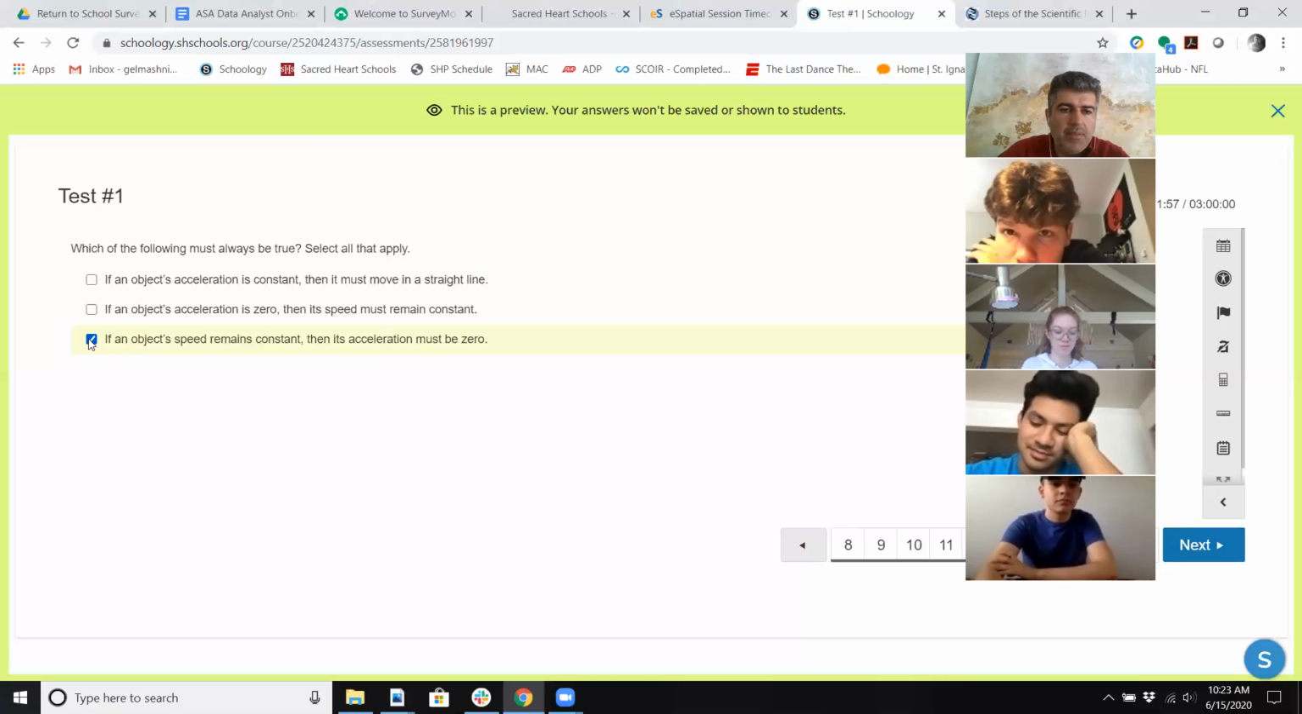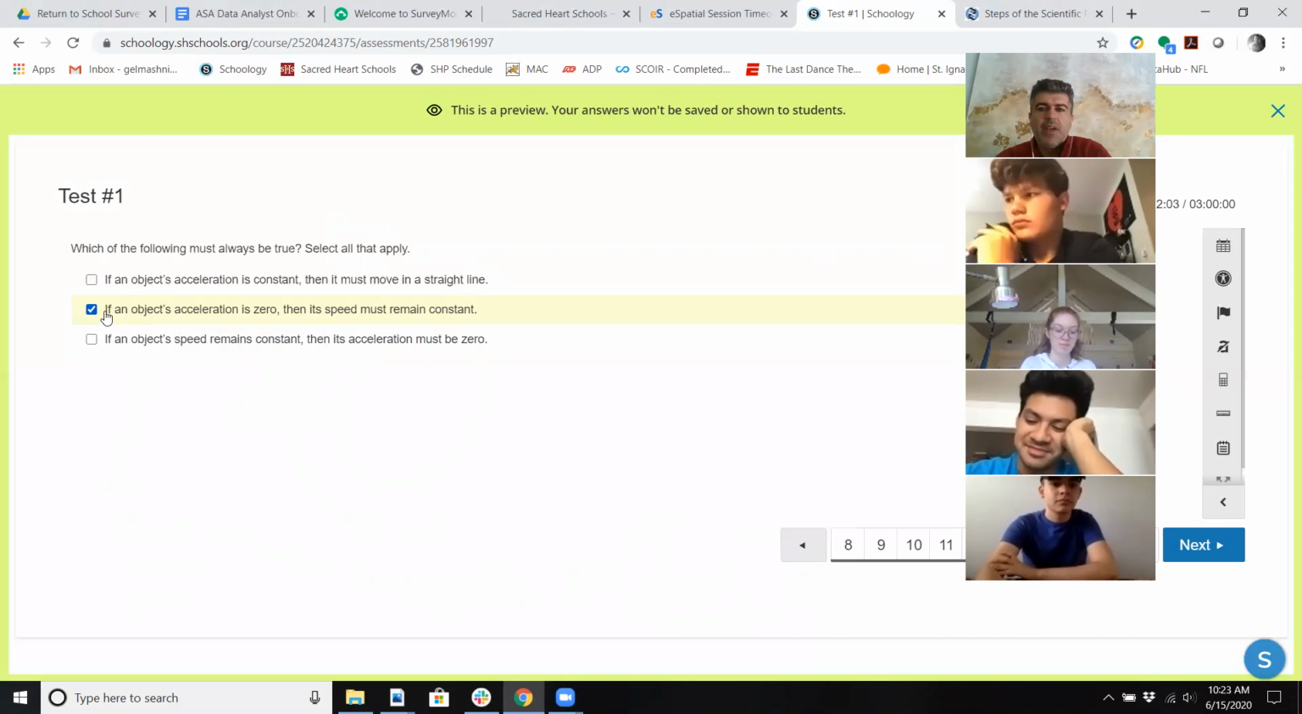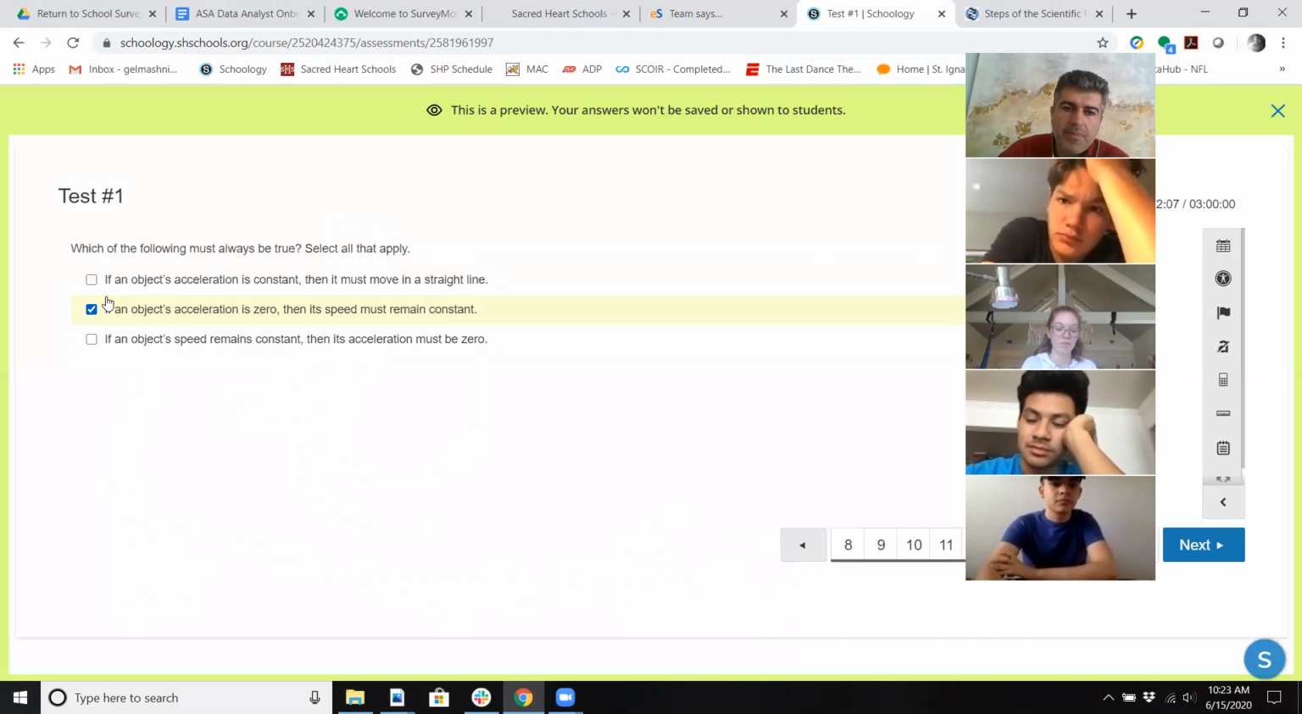Wait, hold on. I lied. It was the second choice, that's what I meant. Sorry, if your acceleration is 0, yes, your speed is constant. That is true. If you have 0 acceleration, you're moving at the same speed. The third one's not true. Your speed is constant, but who cares?